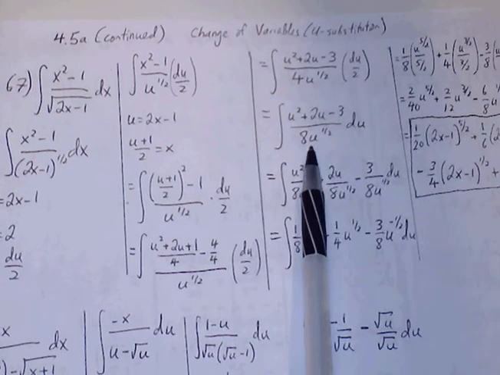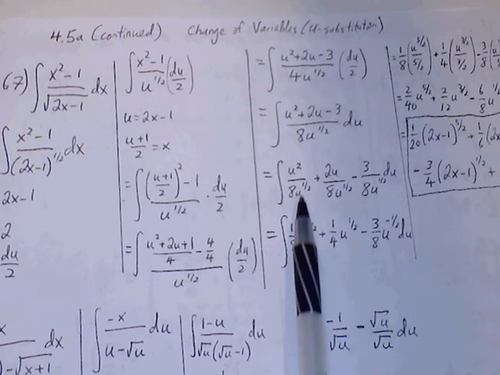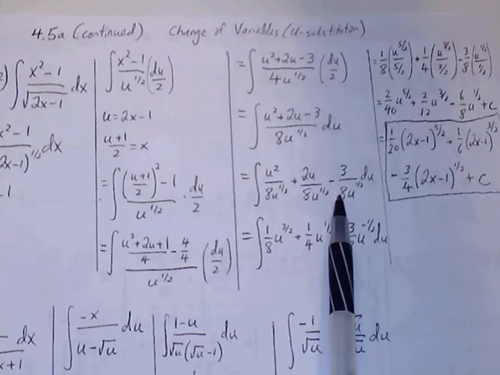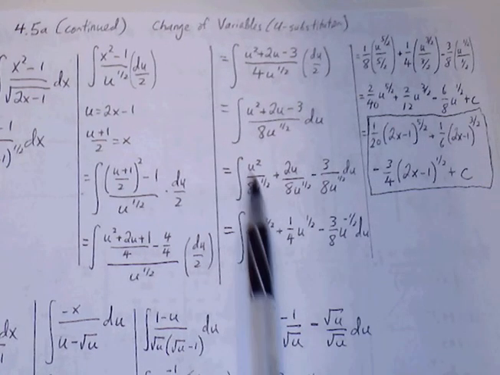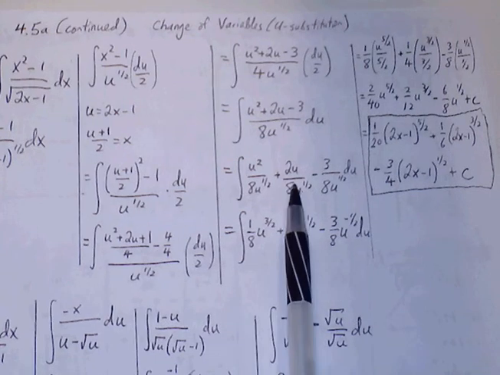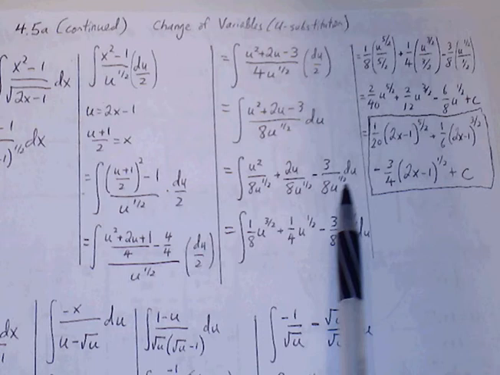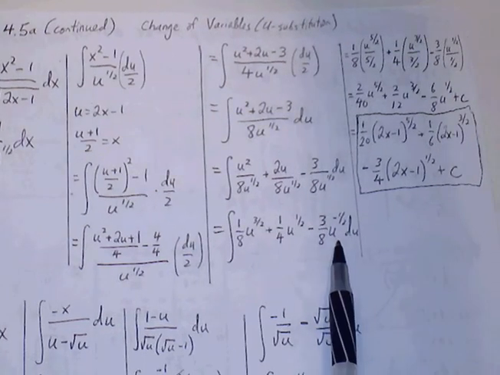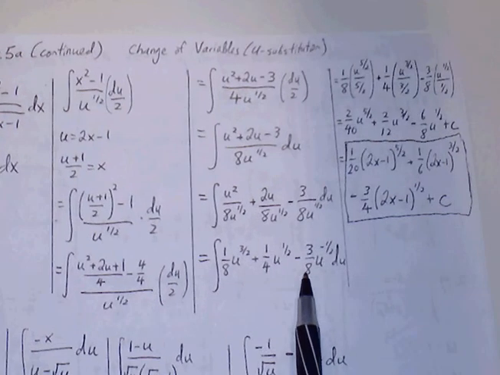One term in the denominator, so we can split this up into individual fractions. Once we have that, we can bring the u up to the top by subtracting exponents. So 2 minus 1/2 is 3/2. 1 minus 1/2 is 1/2. And this denominator, this variable we want to bring up to the top as u to the negative 1/2. So now we have something we can simply use the power rule on.